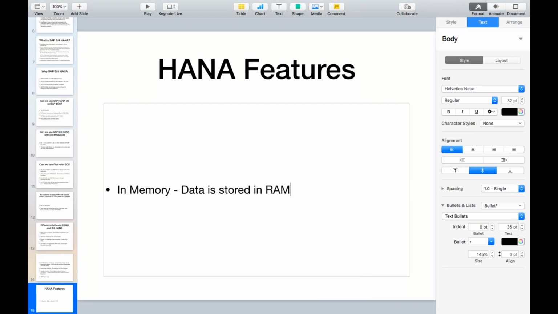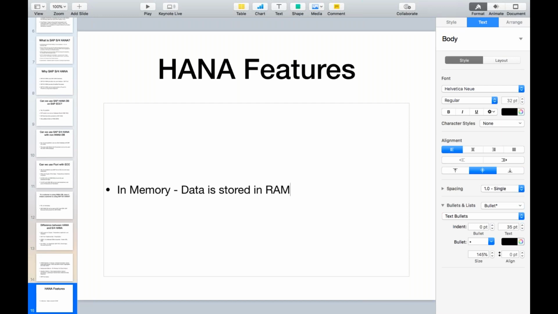But previously, before SAP HANA came into the picture, before 2011, all these databases didn't have in-memory computing features. Due to that, all these traditional databases were storing the data in hard disk. Now, why is it so important?